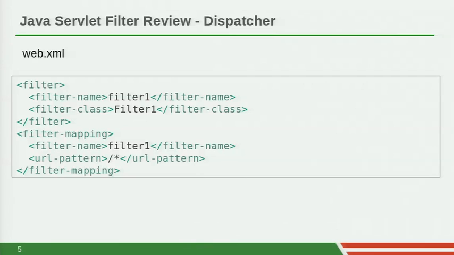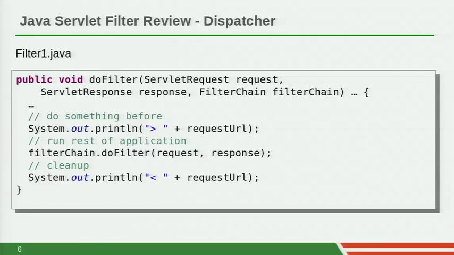There's nothing fancy about it. We map filter1 to every URL. So now we have the code for filter1. And filter1 does nothing fancy either. It basically prints out a statement before it invokes the rest of our application. And we'll notate the greater than sign as before request URL. And we'll trace through some requests in just a second.